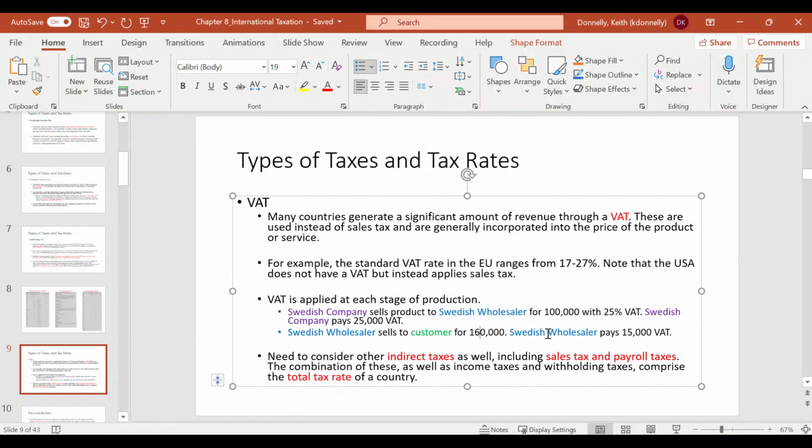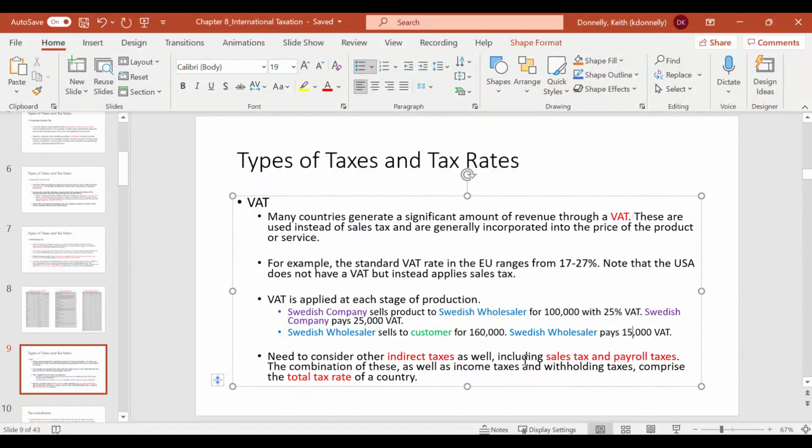Then you have the wholesaler who sells it to a customer for 160. They have to pay $15,000 in VAT, a value-added tax. So that's the idea with it, it kind of looks at each stage of production, how it gets all the way from when it's made all the way to when it's sold. And each of those stages, each party is going to have to pay a value-added tax. Versus in distinction in the US, right, we're generally not going to have that value-added tax as a freestanding tax, but instead what we do is when it's ultimately sold between parties, we will have sales tax in that case.